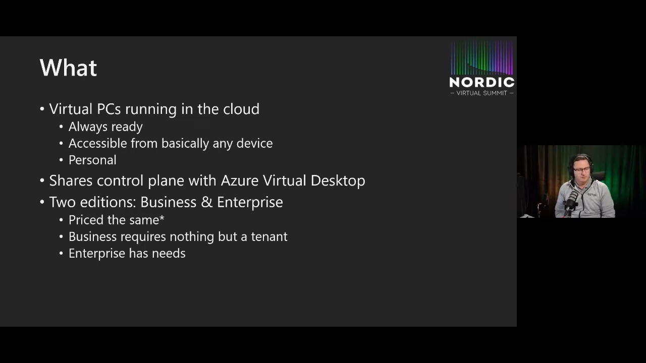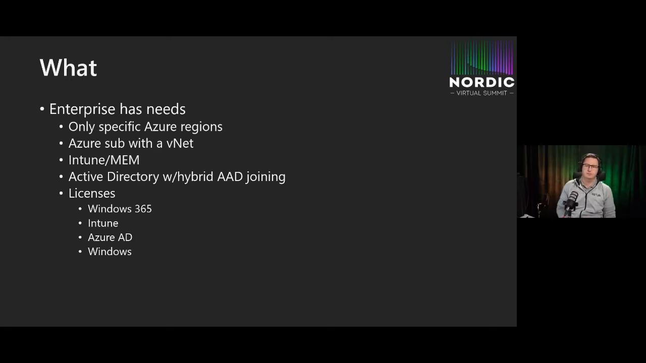The business flavor of Windows 365 is super simple. It's a matter of purchasing a license, assigning it to a user, and waiting around for the Cloud PC to be provisioned. While the enterprise flavor is a little bit more work to set up, as it has some needs. For example, it's only available in specific Azure regions. The business flavor doesn't have this requirement, but it also doesn't allow you to control where your Cloud PCs will be.